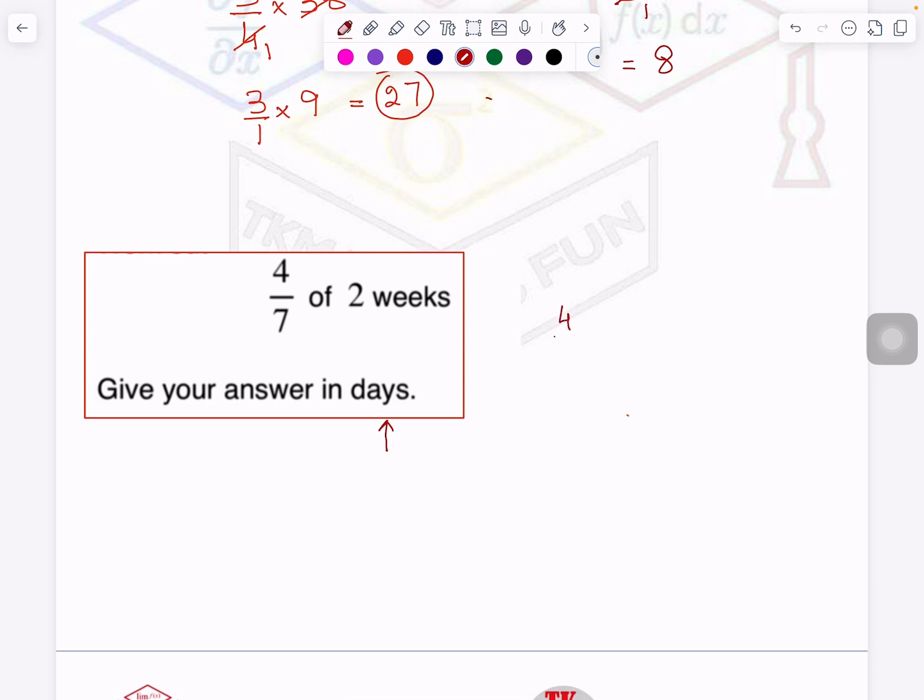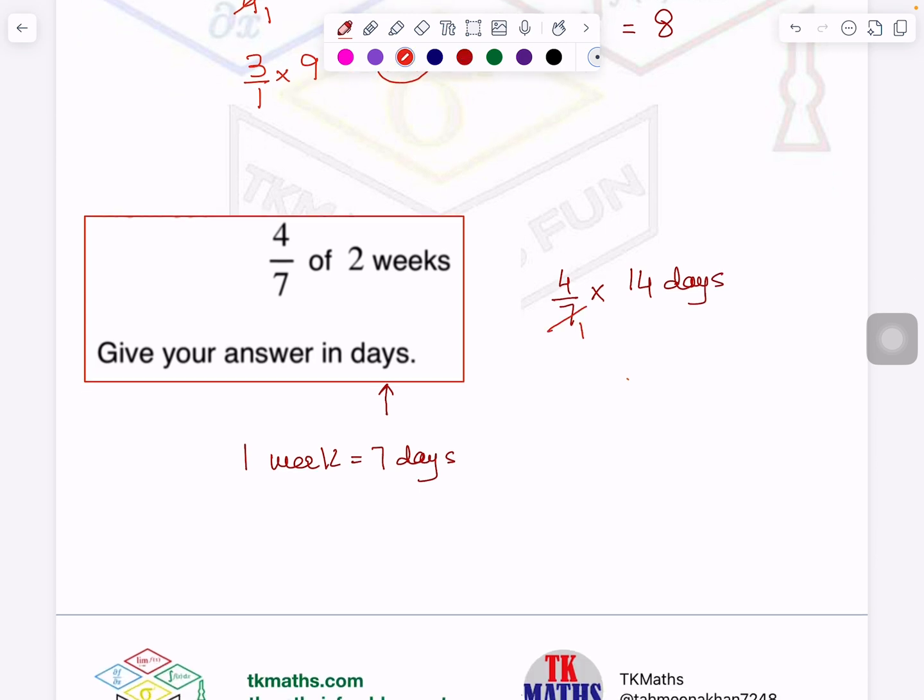So I can say 4/7 of will change into multiplication. 2 weeks have how many days? 1 week has 7 days. I hope you know that, right? So 2 weeks have 14 days. So I will say 4/7 of 14 days. How will I solve it? I will cancel it. 7 times 1 is 7. 7 times 2 is 14. And 4 times 2 is what? 8 days. So I have studied 8 days out of 14 days. 2 weeks mean 14 days.